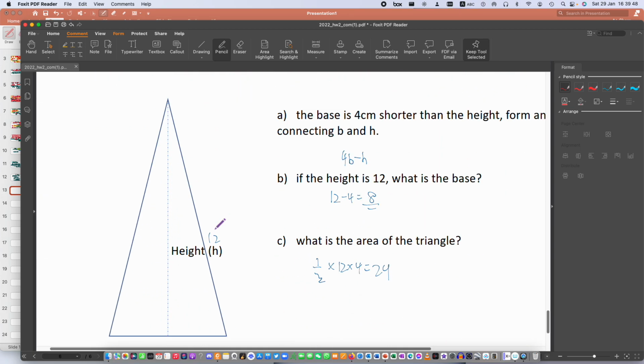Okay. This one, the base is 4 shorter than the height. How do you do this question? How do you understand this question? If you don't understand this question, give yourself an example. Okay, can you redo this question? I think this question is entirely wrong because you never use a simple example.